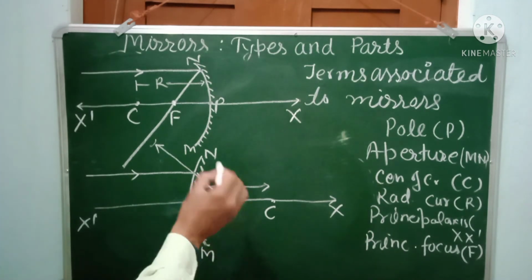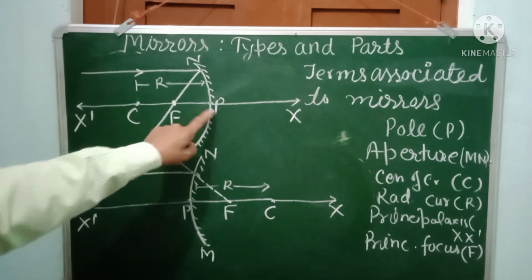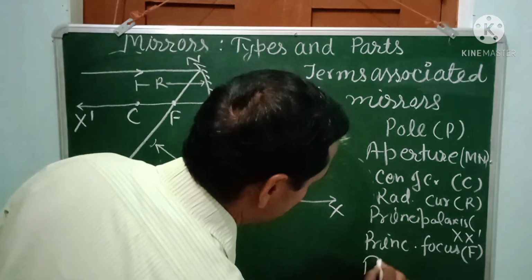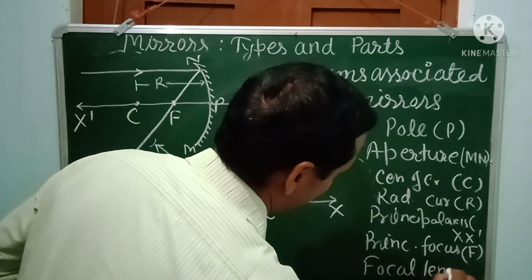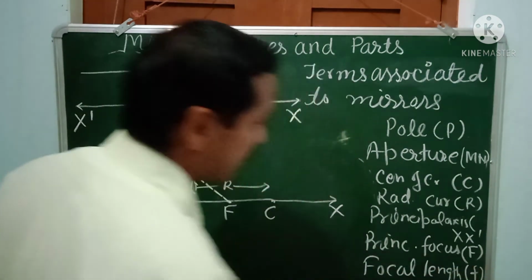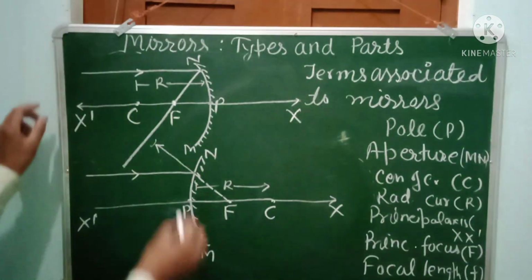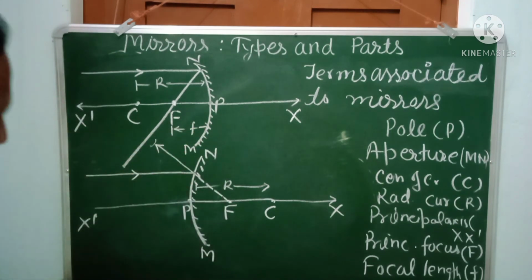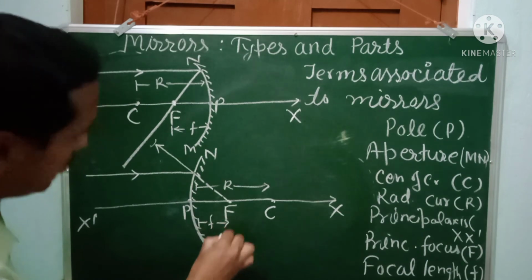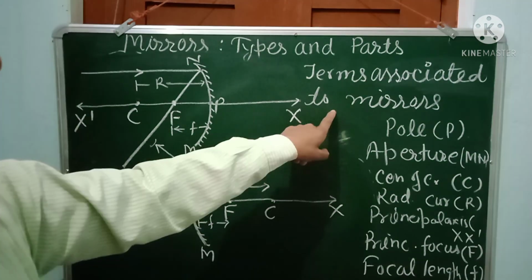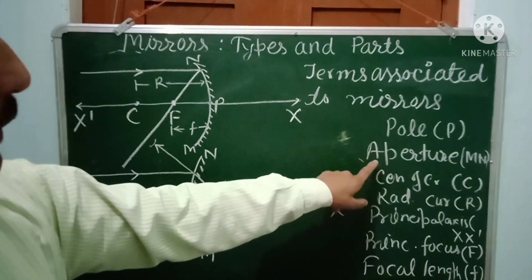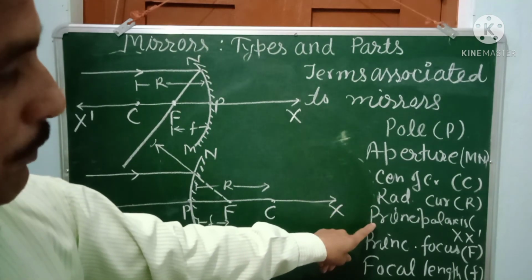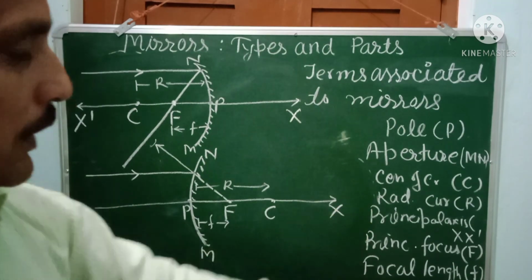Principal focus. Now, the distance between P and F is called focal length and is denoted by small letter f. Distance between F and P, focal length. These are the parts of mirrors. First one is pole, aperture, center of curvature, radius of curvature, principal axis, principal focus, focal length.